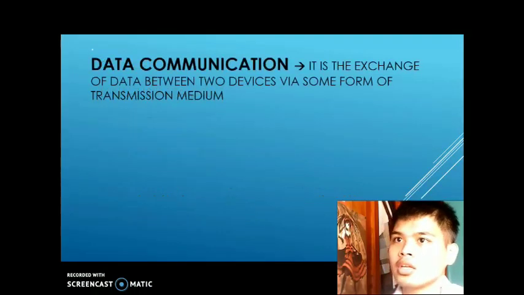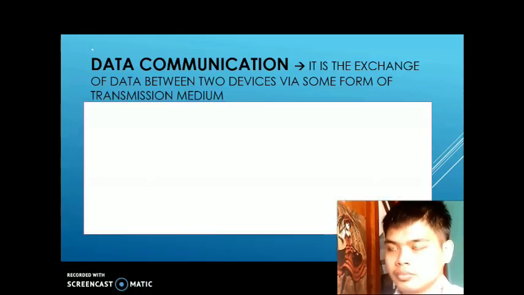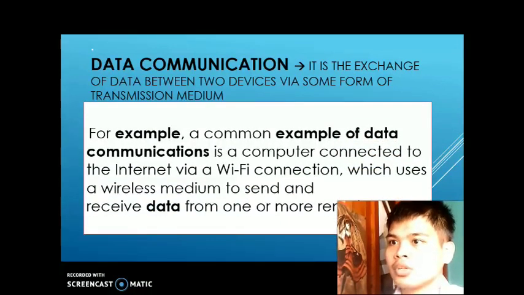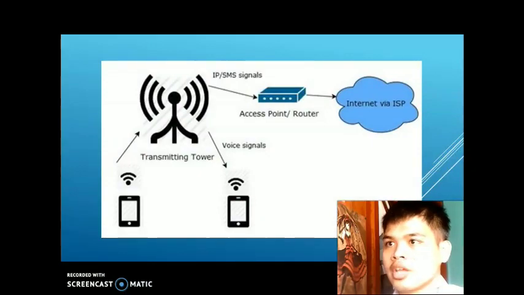Data communication is the exchange of data between two devices via some form of transmission medium. For example, a common example of data communication is a computer connected to the internet via Wi-Fi connection, which uses a wireless medium to send and receive data from one or more remote servers. And this is the example of data communication.